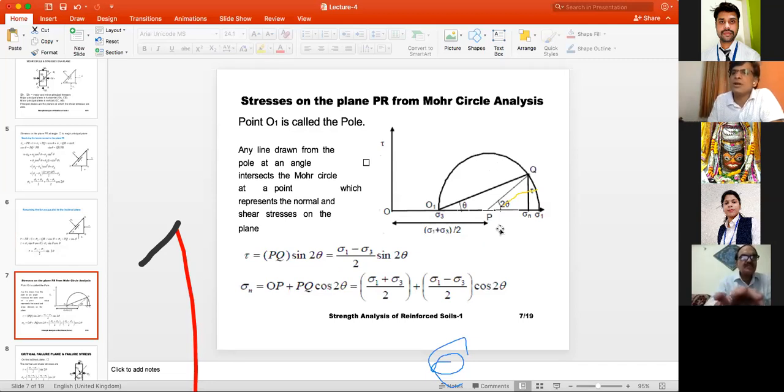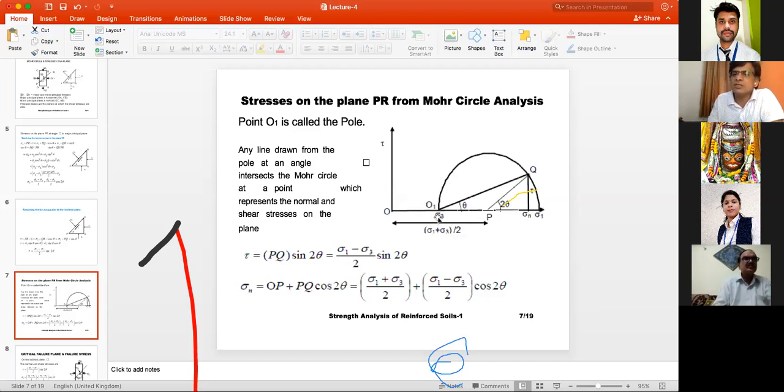From the laboratory experiment, we know the cell pressure, that is sigma 3, the minor principal stress. So from O, the origin, we get the point sigma 3 on the ordinate. And sigma 1 we also know, from the deviator stress in the laboratory results. So from O, this is sigma 1 on the ordinate.